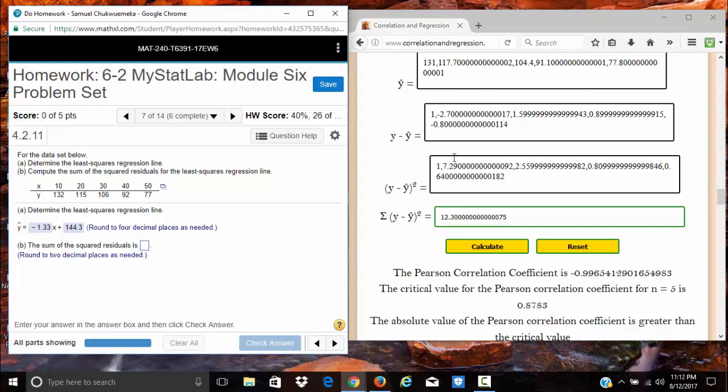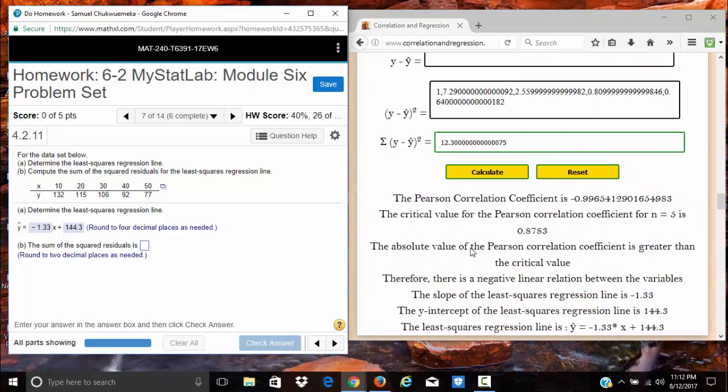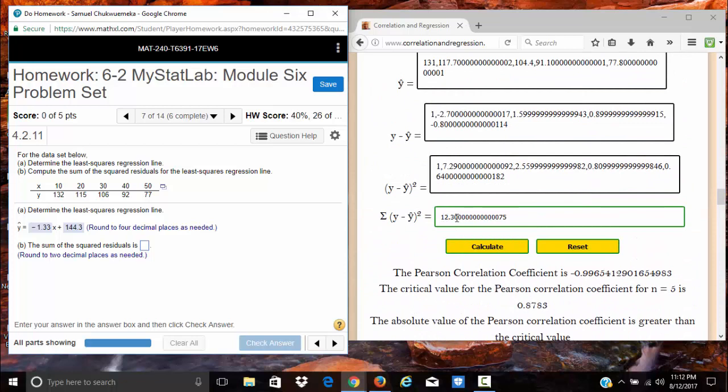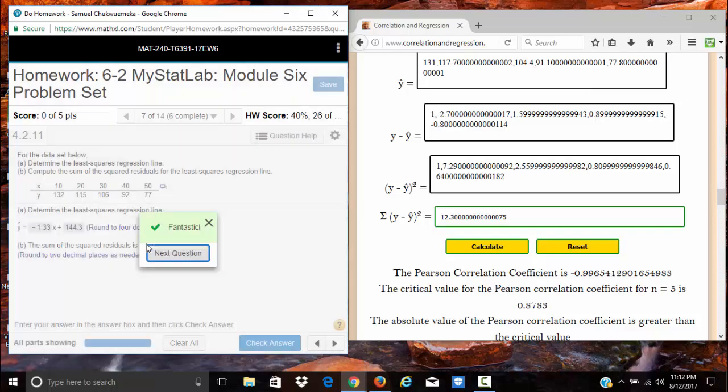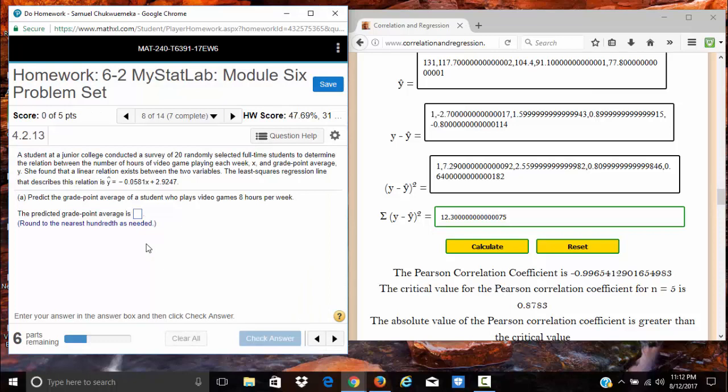And the sum of the squared residuals is this right here. Okay, that is this right here. This is the residual. These are the squared residuals, and these are sum, sigma means summation. Sum of the squared residuals. So round to 2 decimal places as needed. So this is just 12.30. That's it. Okay.